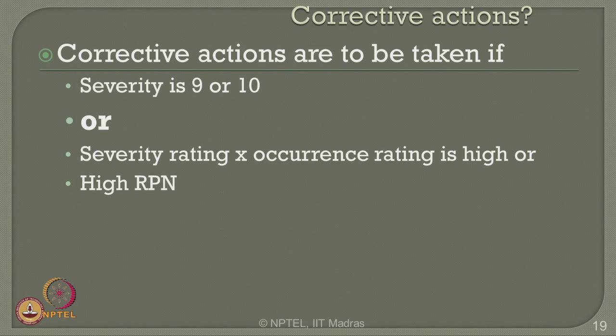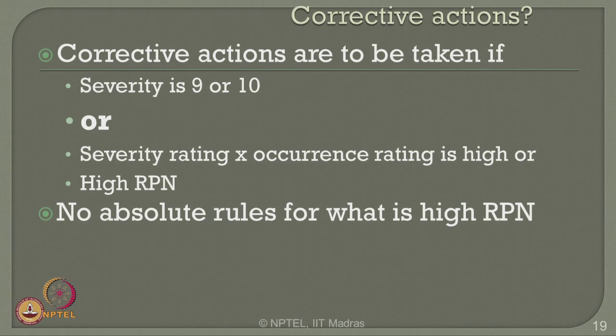which are either available in a given system or were suggested by the FMEA authorities? Corrective action is to be taken if the severity is in a scale of 9 or 10, or severity rating multiplied by occurrence rating is high, or you have the highest RPN number. If any one of them is true in a given analysis, then one should take corrective actions.